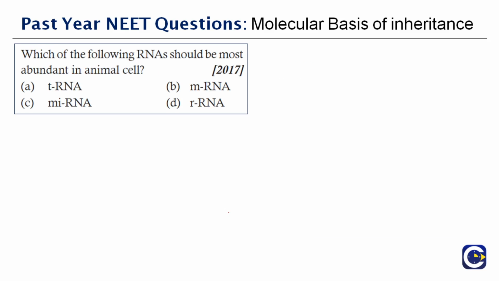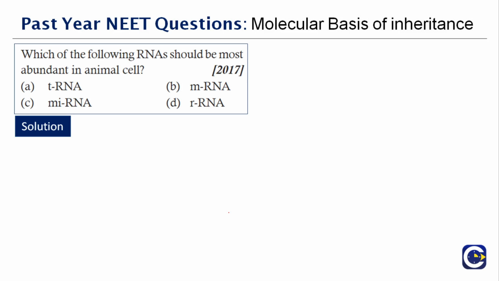Next question, again asked in the year 2017. Which of the following RNAs should be most abundant in an animal cell? You have different options here: transfer, messenger, mitochondrial, ribosomal RNA. So which one do you think will be the right answer here? Yes, the right answer is option D, rRNA, right?